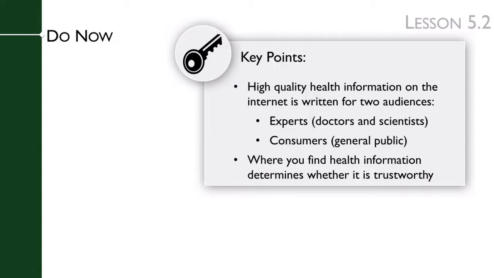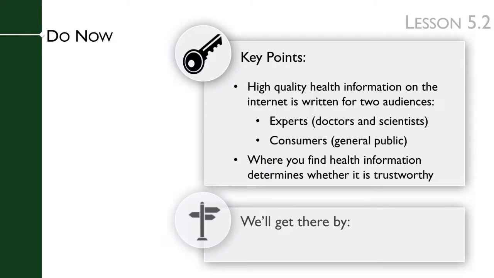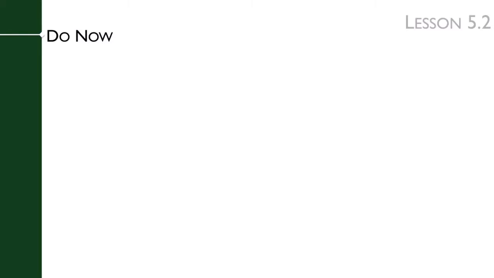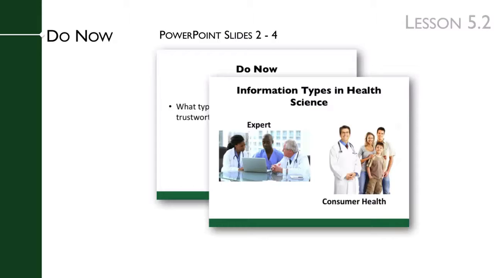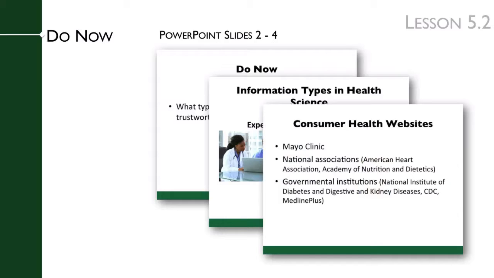And where you find health information determines whether it is trustworthy or not. We'll get there by having a short discussion with the students. This do now gets students to start thinking about the health information they can find on the internet. Not all information is written for the same types of audience, and not all information is reliable. The activity today will help parse out differences in health information online.